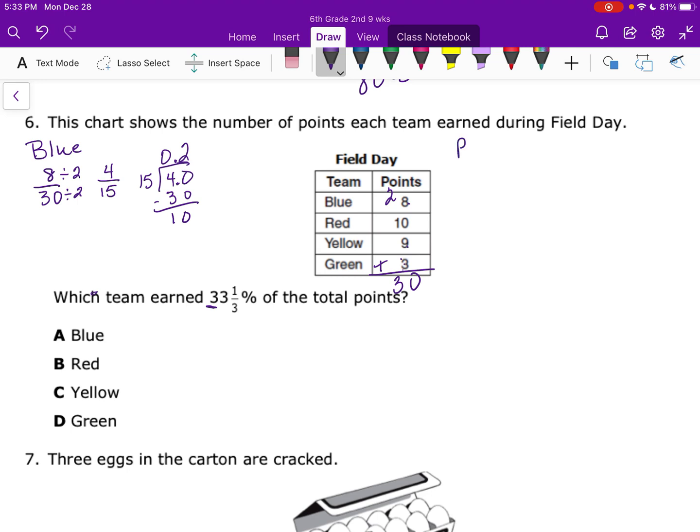All right, so let's do red. Okay, red was 10 out of 30. I'm going to divide by 10. I'm going to simplify it. That's going to give me 1/3. I do neato. Numerator in, denominator out.